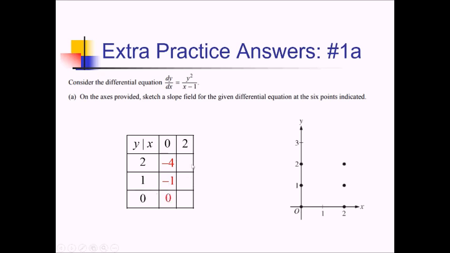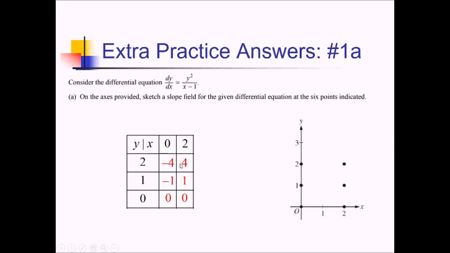Next, this column right here, this is where x equals 2. So if x is 2, your denominator is going to be 2 minus 1, so just 1 the whole time. So we're really just doing the y value squared over 1 for this second column. So that's going to be 2 squared over 1, which is 4. 1 squared over 1 is 1, and 0 squared over 1 is 0.